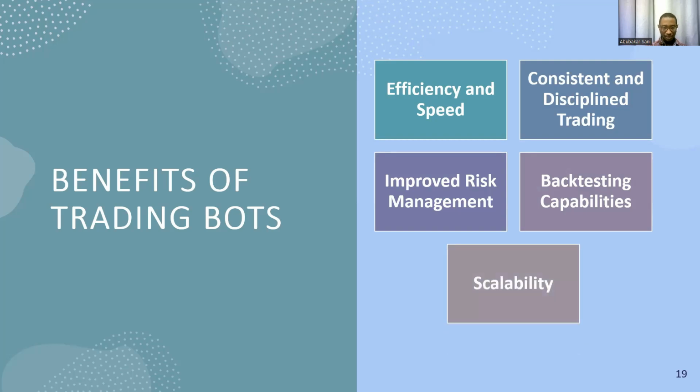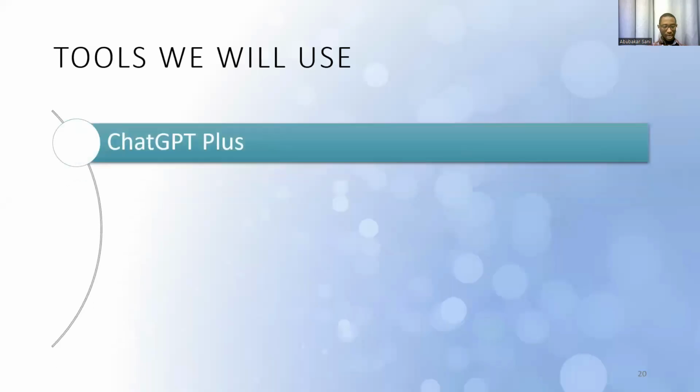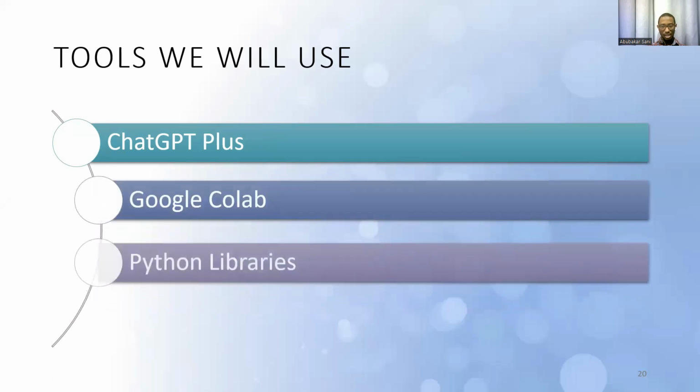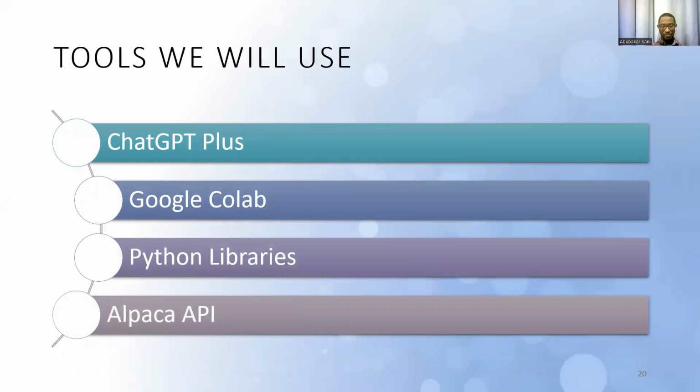Lastly, we have the scalability factor that they bring to the table. As a human being, you are constrained, you have a maximum number of things you can do at a time. But when it comes to trading with the bots, you can deploy as many of them out there, and each one of them will be working for you day in, day out. So when it comes to building, we have these tools we are going to employ to build. First of all, we have ChatGPT Plus. We will also have Google Colab, Python libraries, the Packer API.